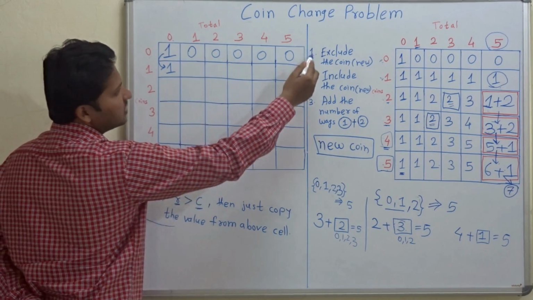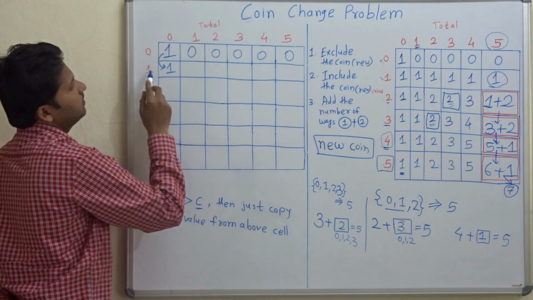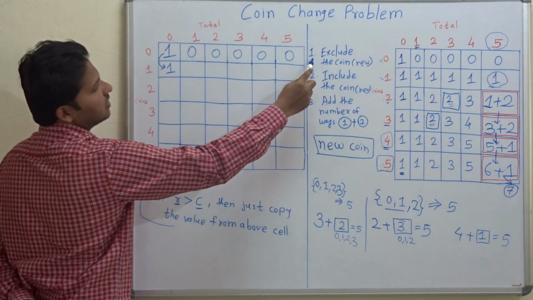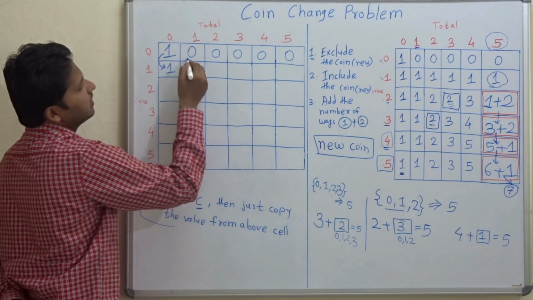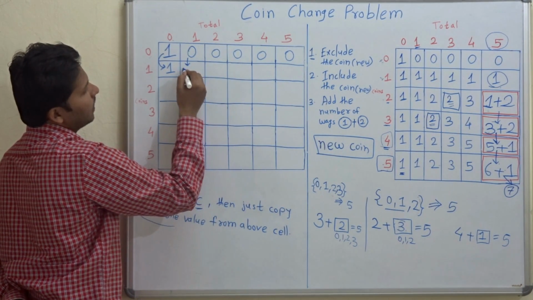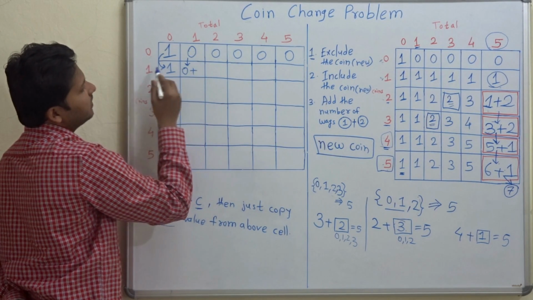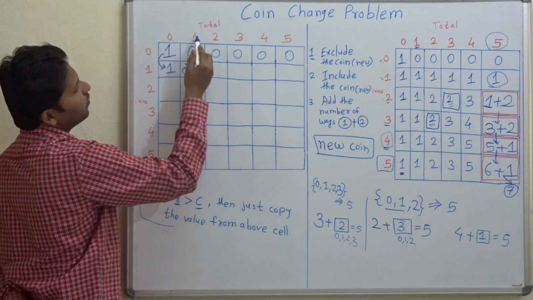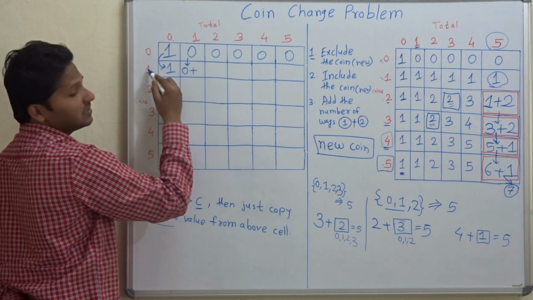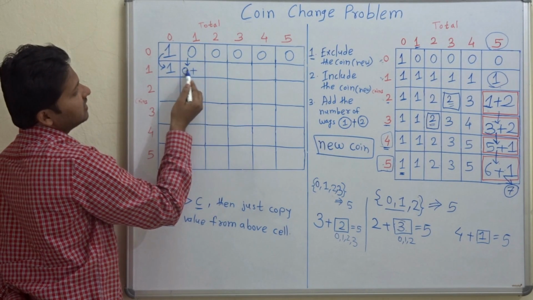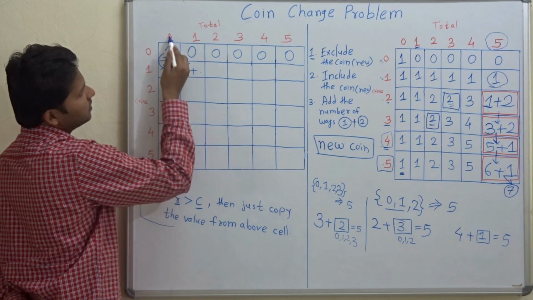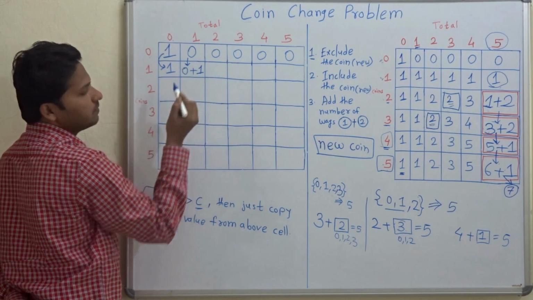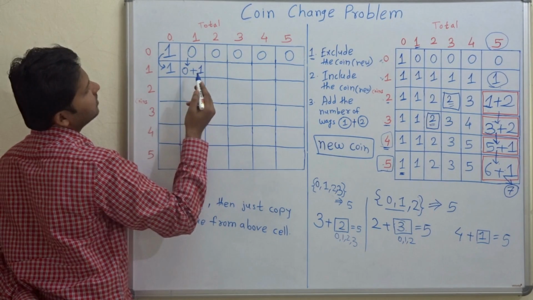We have to use these rules. So check. For using these rules, as you know the shortcut, if we exclude the new coin, just take this value, that is 0. And if we include the new coin, then subtract the row value from the column value. So 1 minus 1 is 0. So in the same row, go to the 0th column. So this is the 0th column and copy this one here. Yes, this is the way.